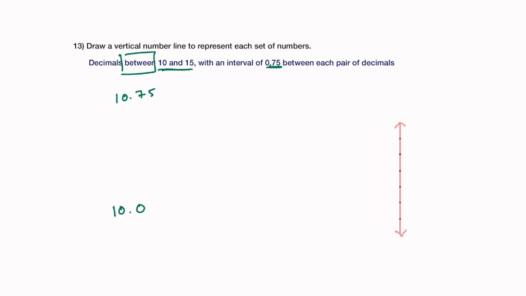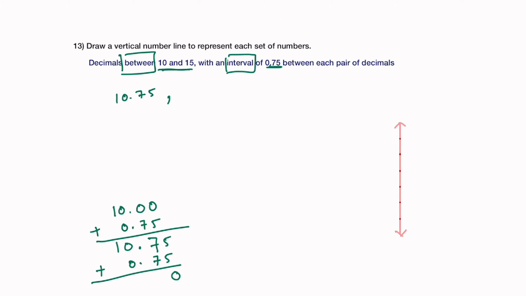10. So it's 0.00, right? And we add 0.75. That's the interval that we have, right? So that's 5, that's 7, 0, 0, and that's 1, right? So it's 10.75. And then next is going to be, let's add 0.75 to this. That's 0, 1 carry, that's 7 plus 7, 14, plus 1 is 15, 1 carry, that's 1 and 1. So that's 11.50.